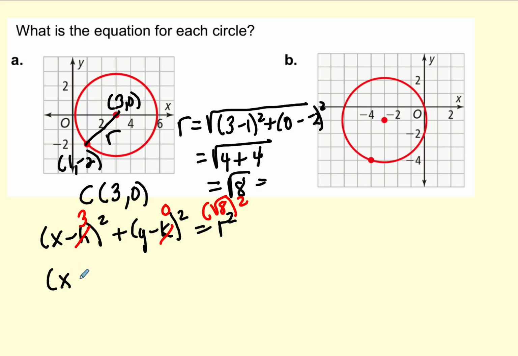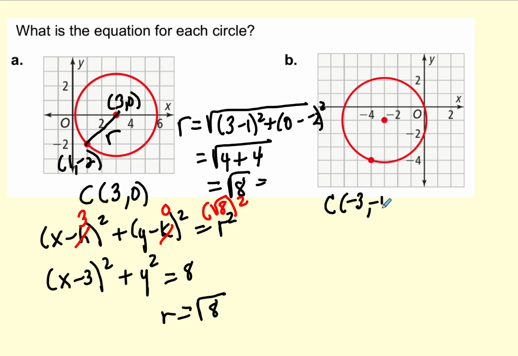This will be x minus 3 squared plus y squared equals 8. A square root and a square, we're going to make that 8. Now that's not my radius. My radius is actually root 8. Okay, over here, my center, it looks like it's -3, -1.